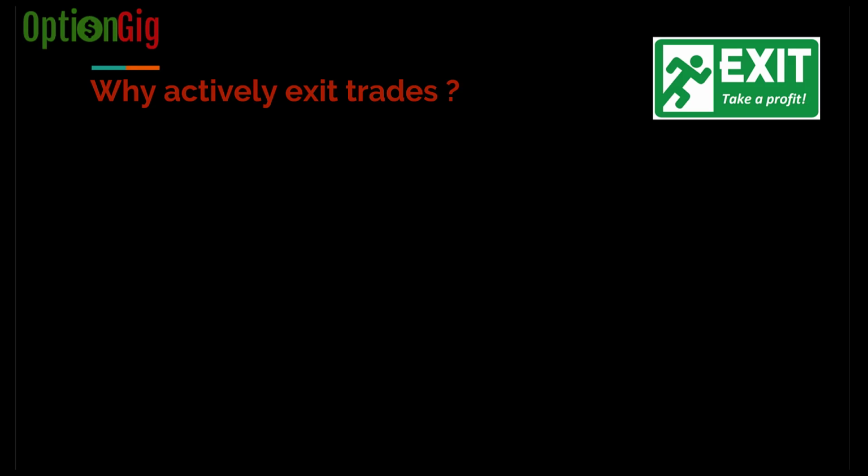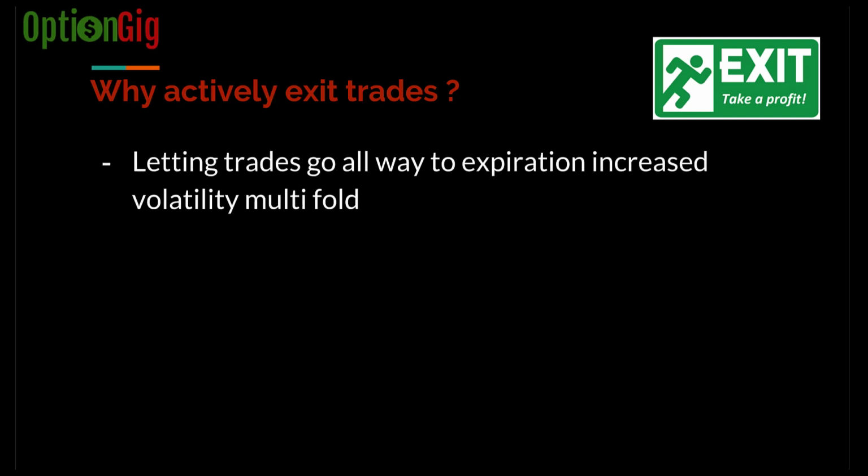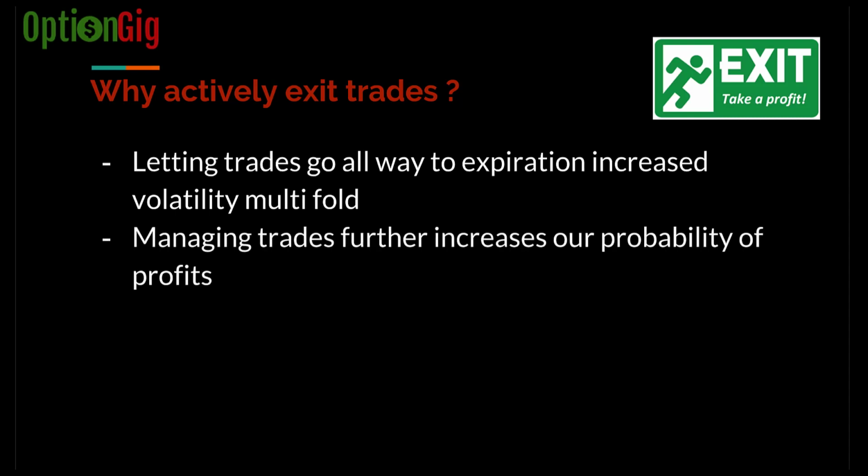So first question is, why actively exit or actively manage a trade? Why not let the trade go through the full option period and expire at the end of the expiration period? That is because if we let the trade go all the way to expiration, it increases the volatility multi-fold. And when I talk about volatility, I mean the volatility of our portfolio value. We'll get into the detail of why it happens if we let the option trades go all the way to expiration. We have also seen that actively managing trades increases our probability of profit.